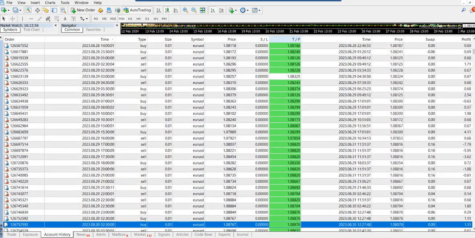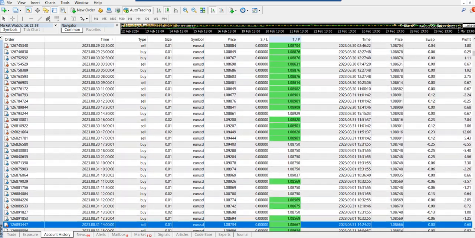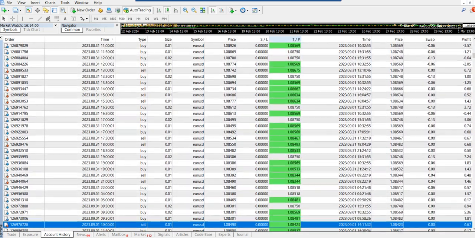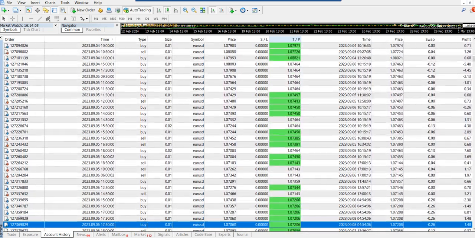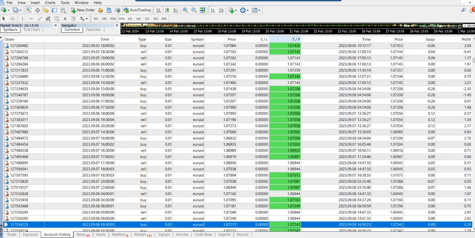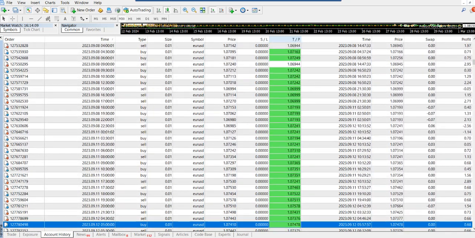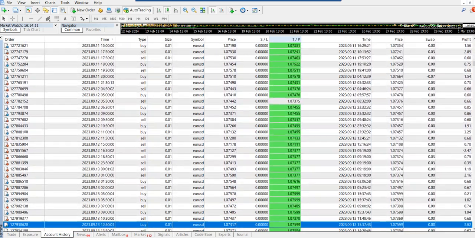Based on the settings we use, normally we do not go for a higher lot size. Maybe we can go for multiple smaller lot sizes, but we prefer not to go for the higher lot size. This is the setting we use.